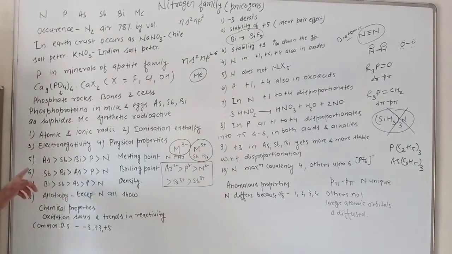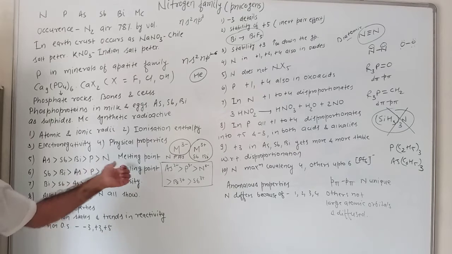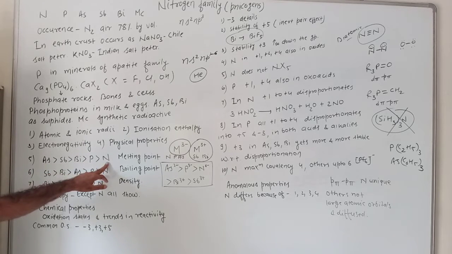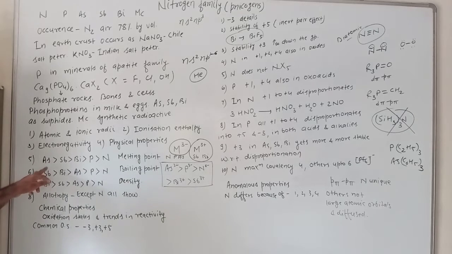Now, next is melting point. Abnormality in melting point is observed. The highest melting point is for arsenic, then antimony, then bismuth, phosphorus, and then nitrogen. So the order of melting point is arsenic more than antimony, more than bismuth, more than phosphorus, more than nitrogen.